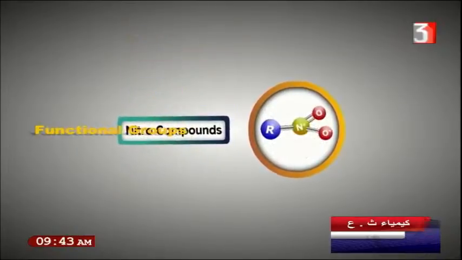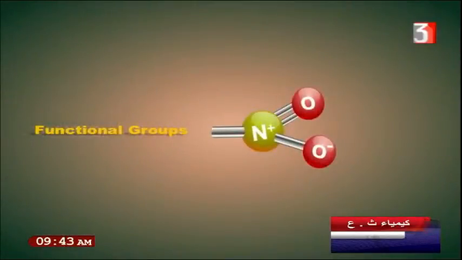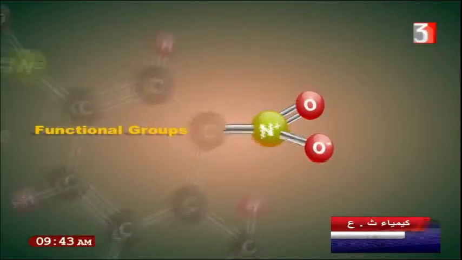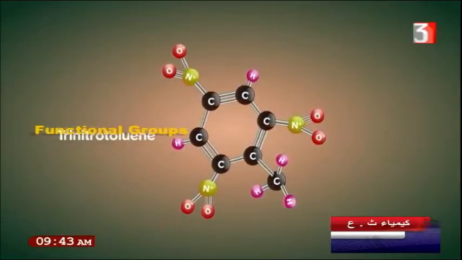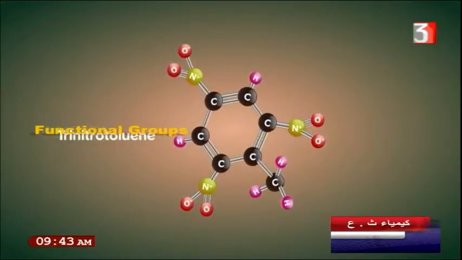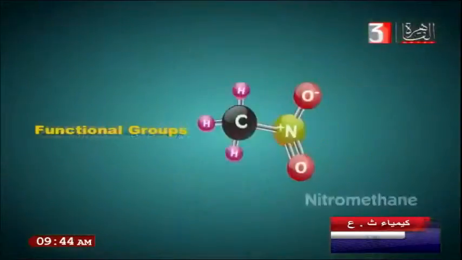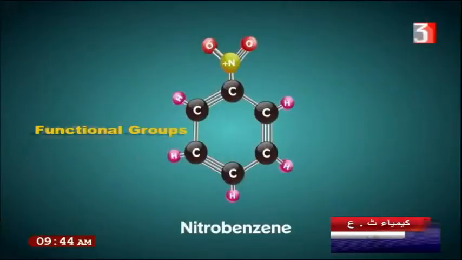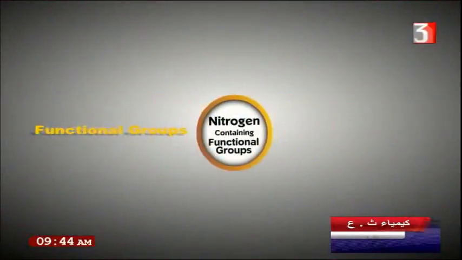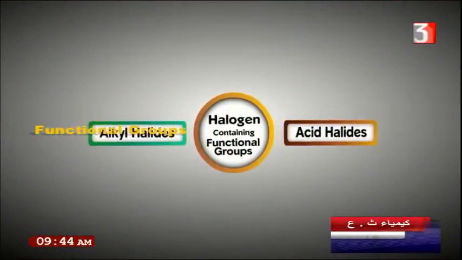Now you have nitro compound. Nitro compound NO2. N is connected by O and O with the ring of what? With the ring of the benzene. Trinitrotoluene, this is explosive material. Trinitromethane. Nitrobenzene. This is important for nitro compound.